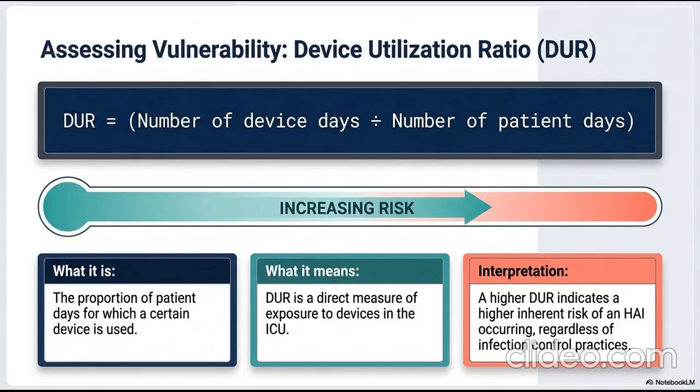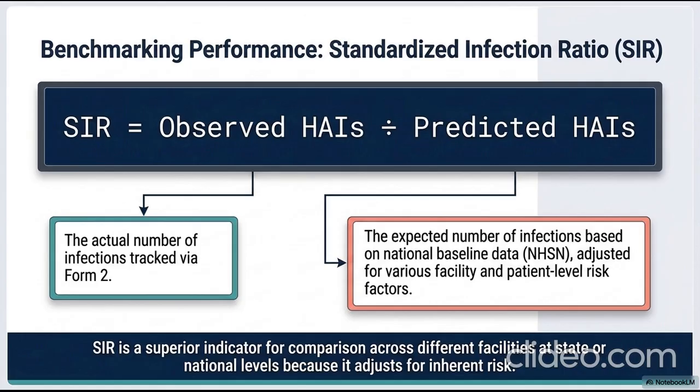Slide 14. Interpreting the SIR dashboard. Interpreting the SIR is straightforward. An SIR less than 1.0 means fewer infections were observed than predicted. The facility is outperforming expectations. An SIR equal to 1.0 means the facility is performing exactly as expected. An SIR greater than 1.0 is a red flag, indicating more infections than predicted and requiring immediate HICC intervention.